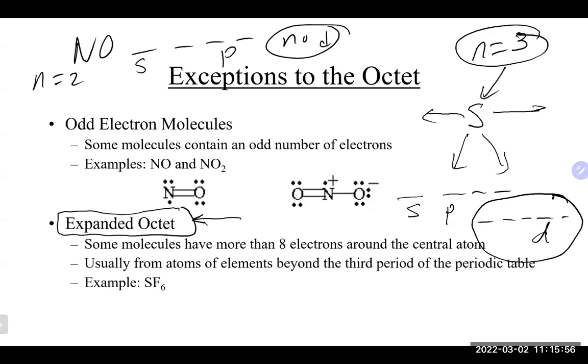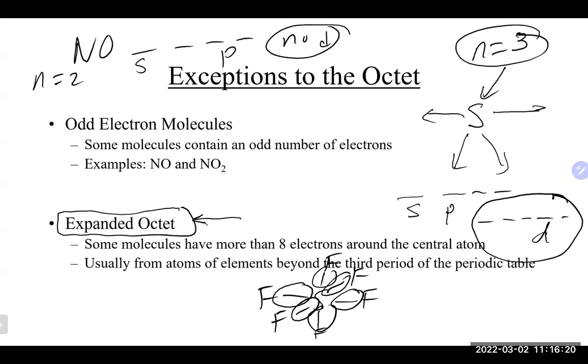And that's why, for example, SF6 is an example that if we just connected up the fluorines here, it would look something like this without all the other dots. And when we look at sulfur, 2, 4, 6, 8, 10, and 12 electrons around it. So that's a very common exception to the octet rule.